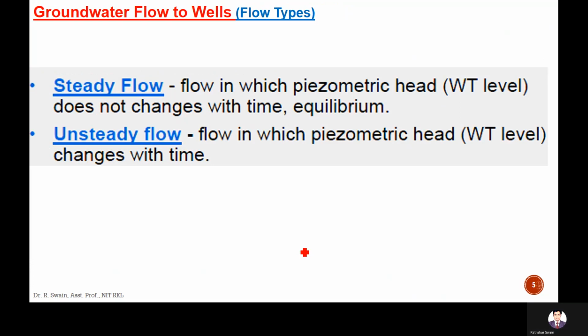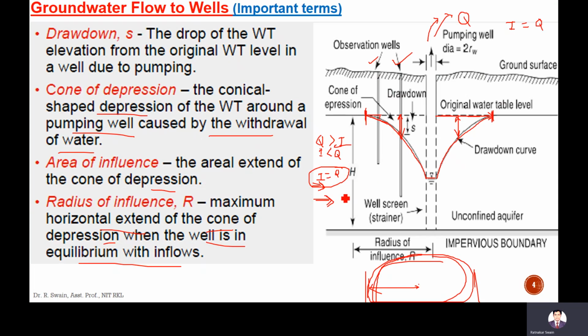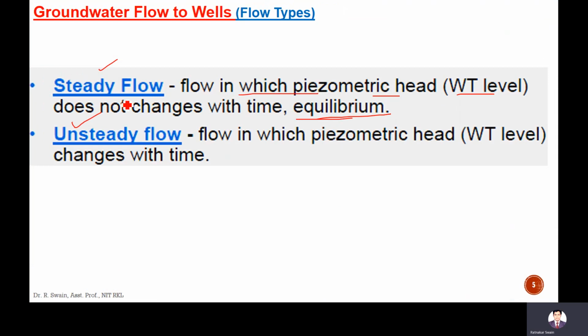Next, there will be different flows: steady flow and unsteady flow. Steady flow means the flow in which the piezometric head or the water table level does not change with time. That is also called equilibrium state, equilibrium flow or equilibrium condition. I told you that when I becomes equal to Q, there will be no more drawdown. It says that the well attains the steady state condition. That is called steady flow.